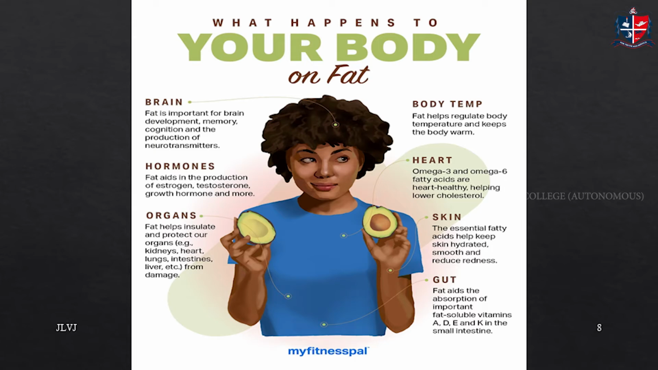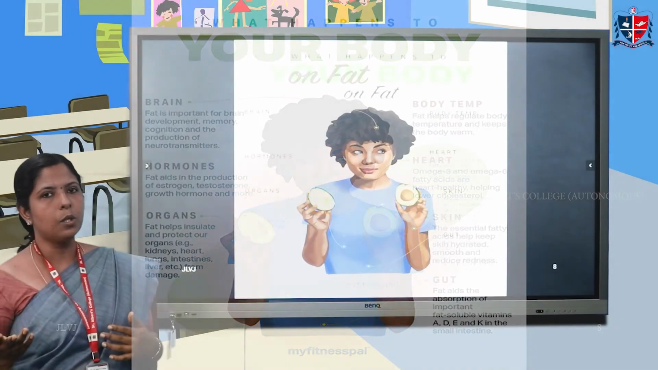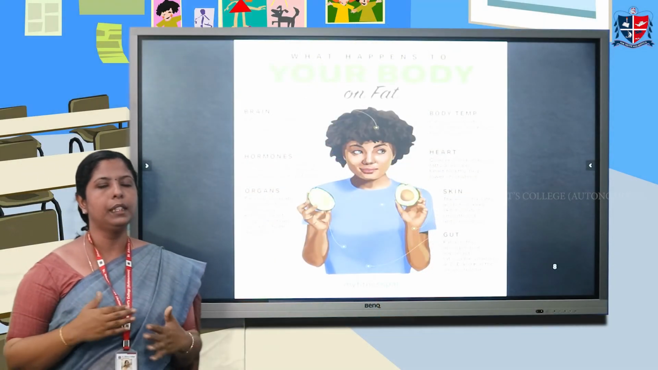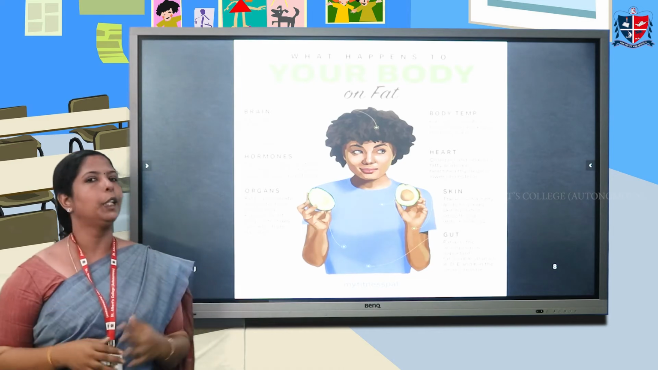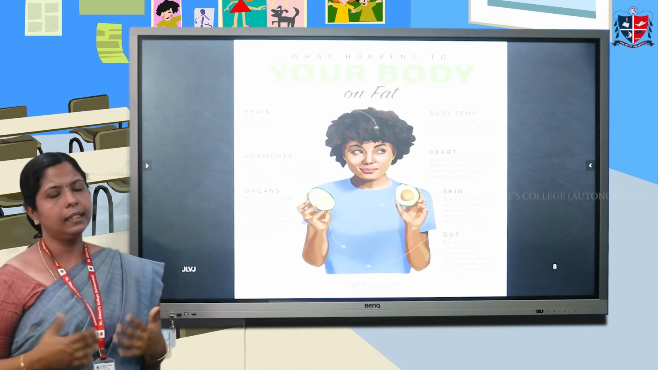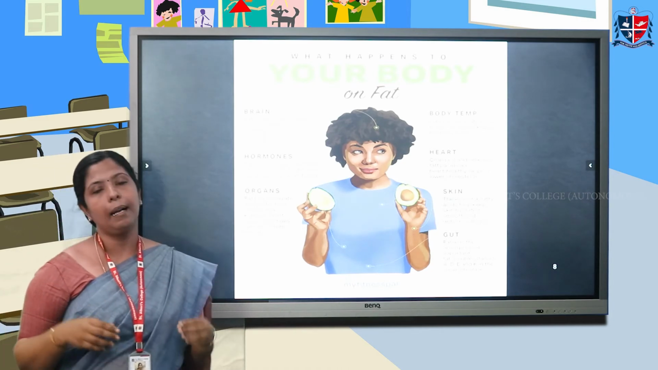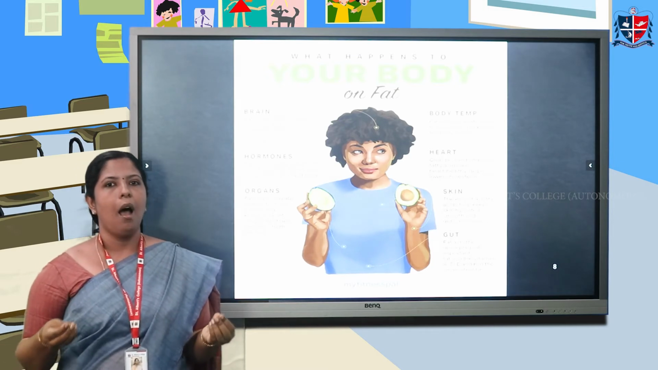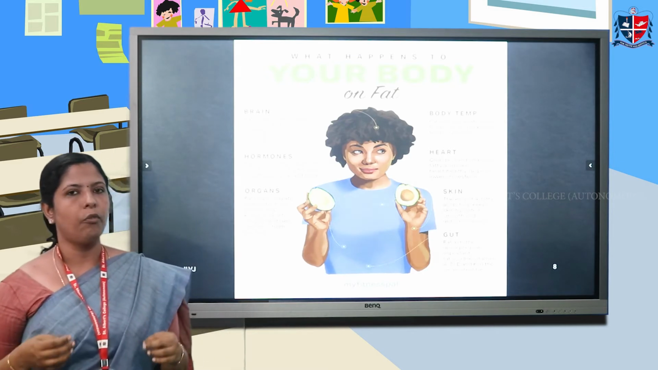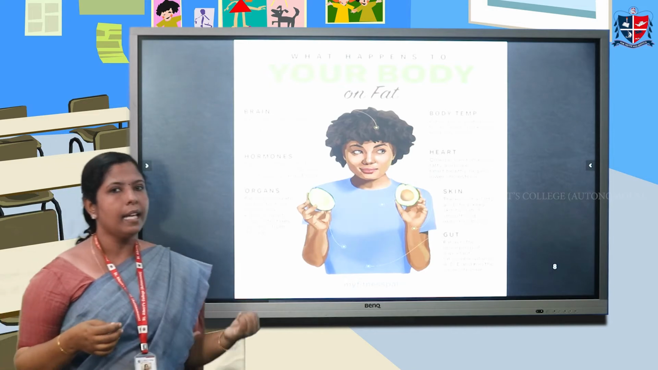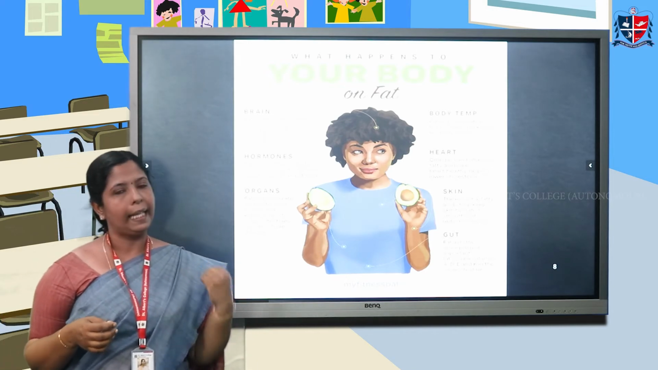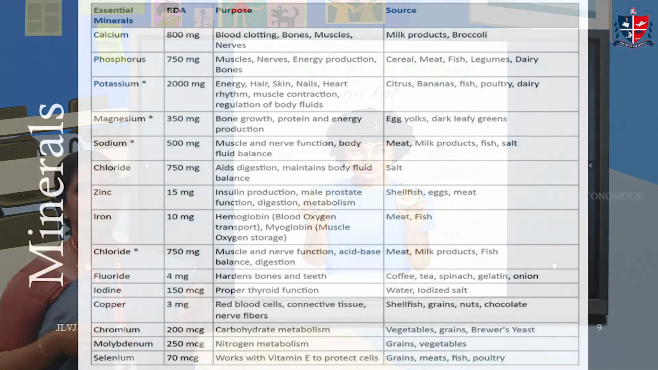And then for skin, for those who are eating properly, it's not good in excess, but in a minimal proportion it's helping to keep our skin very glowing. And then the gut also, especially many of the vitamins, at least four types of vitamins like A, D, E and K are fat soluble vitamins, so they need fat to be transported in the body.